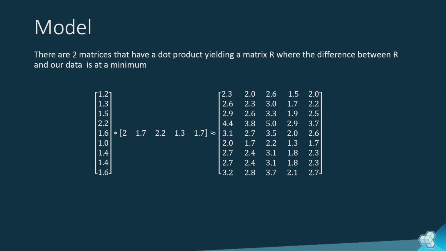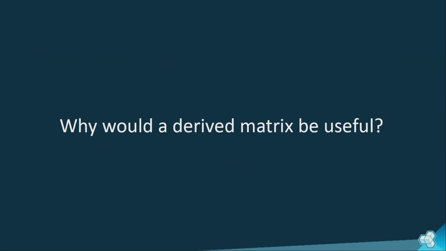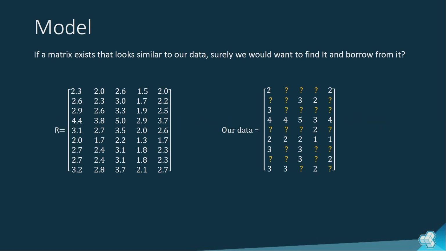So at the core of it you have matrix P and Q, where if you smash them together you get matrix R, or a synthetic matrix as I call it. Why would you be interested in a fake or synthetic matrix? Well, if that matrix has an uncanny resemblance to your data, you could potentially borrow those values and put them into your empty cells, and therefore recommend the highest scoring recommendations back to the user.